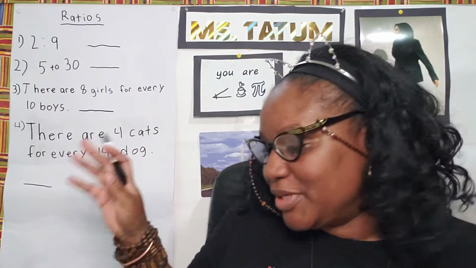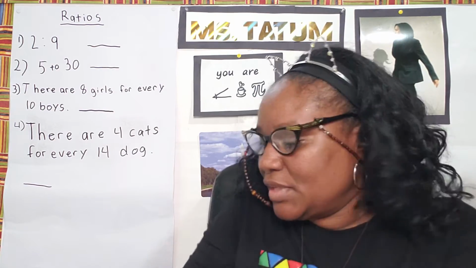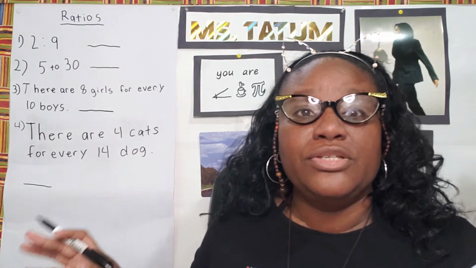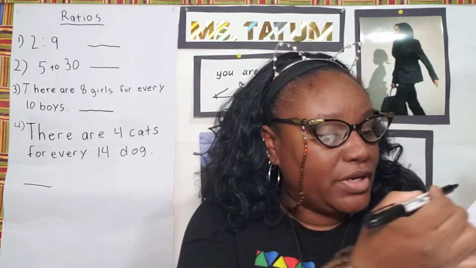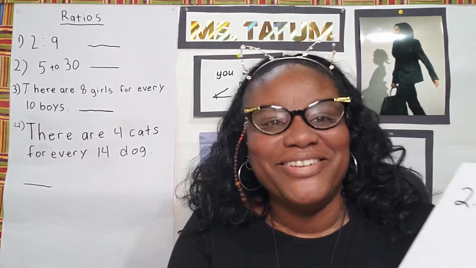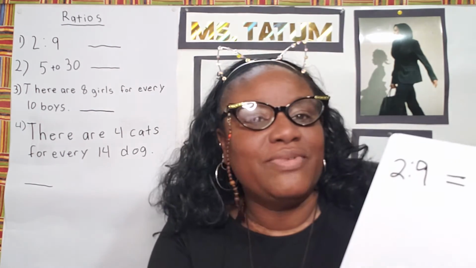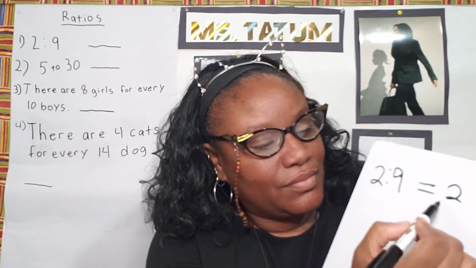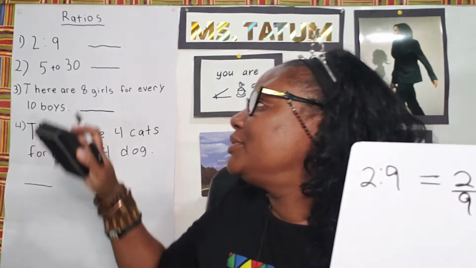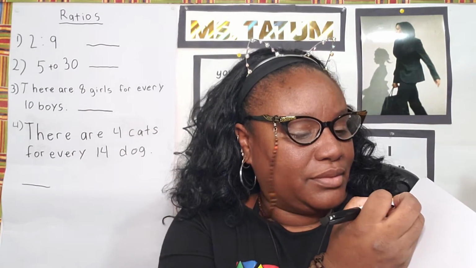What we're going to do is work on a few problems I have here. I just want you to be able to express all of these as fractions. The first one is 2 semicolon 9. Sorry, I gave you the answer already. Write that ratio as a fraction. 2 over 9. Pretty simple. Same thing.